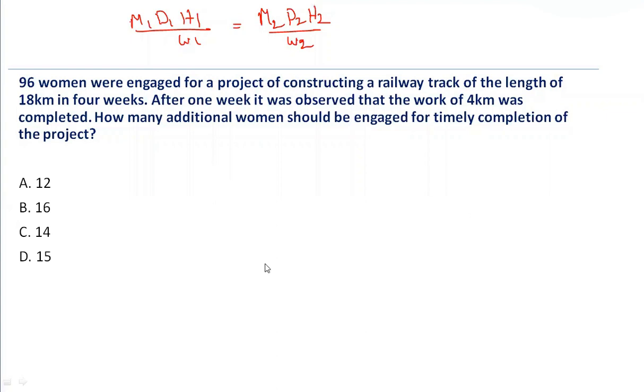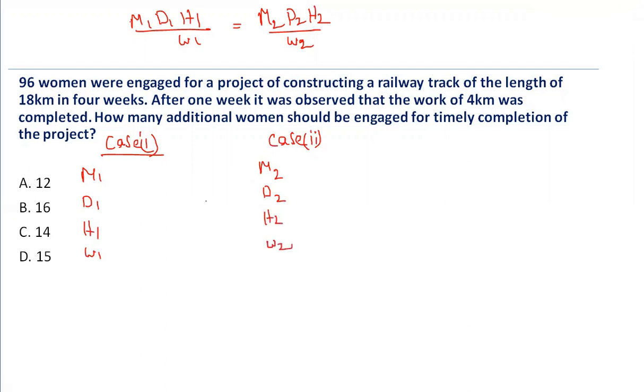So what is the storyline of the question? 96 women were engaged for a project of constructing a railway track of length 18 kilometers. After 1 week, it was observed that a work of 4 kilometers was completed, and how many additional women are required. So here we have to take out the case 1 and case 2 values clearly to substitute in the formula. If we can figure out what is case 1 and case 2 values directly from this given information, then we can answer the question directly. So let's write down the values of M1 D1, M2 D2, and then H1 and W1 values, H2 W2.